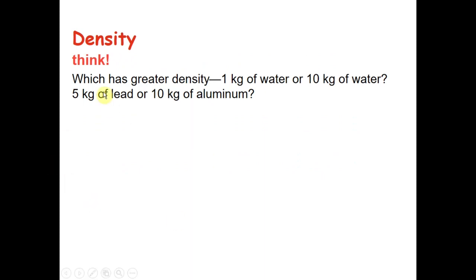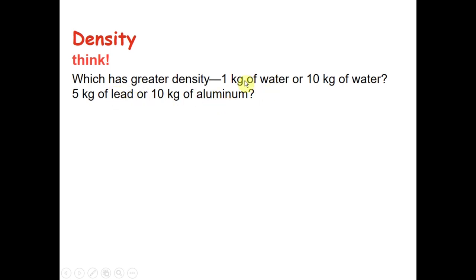I have two questions here. Let's try to answer the first question. Which has more density, 1 kilogram of water or 10 kilograms of water? Think about it. Once you answer this question, try the next one. Again, which has greater density, 5 kilograms of lead or 5 kilograms of aluminum?